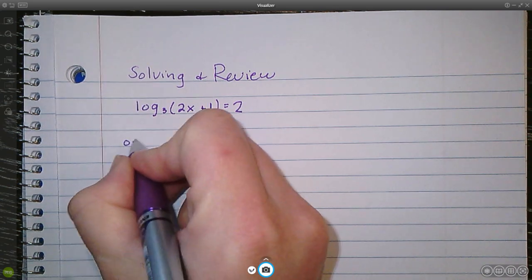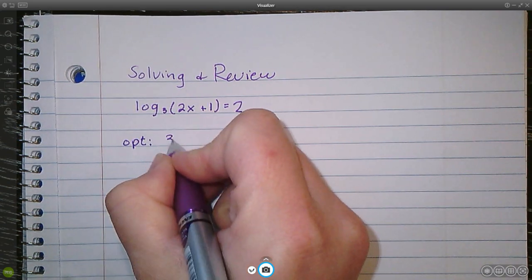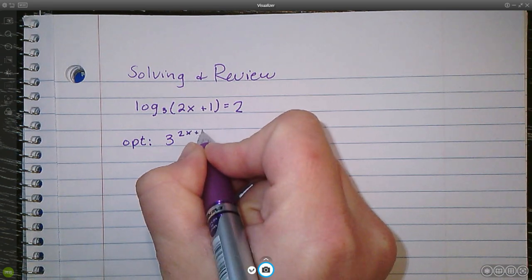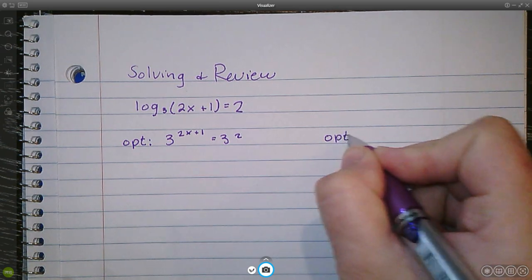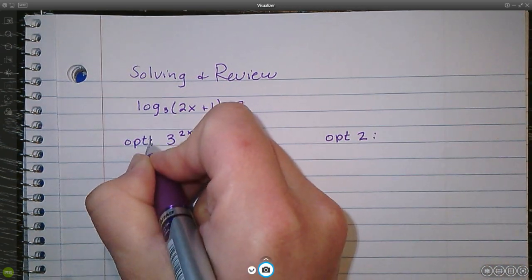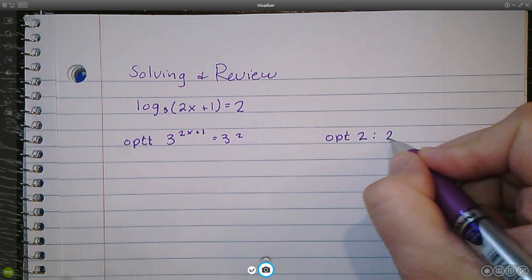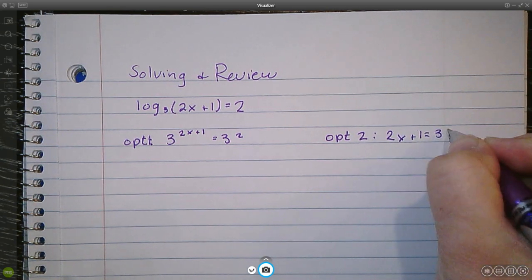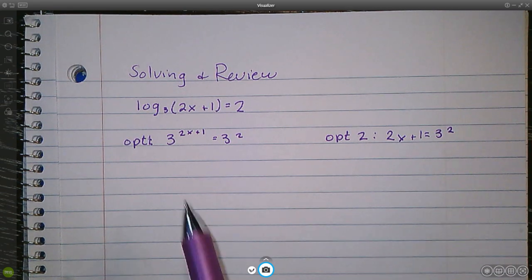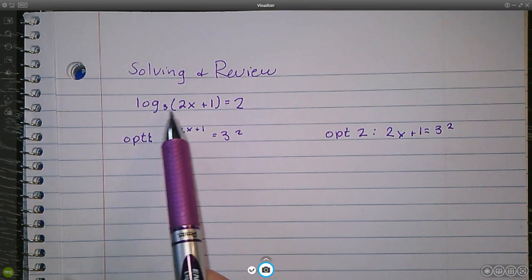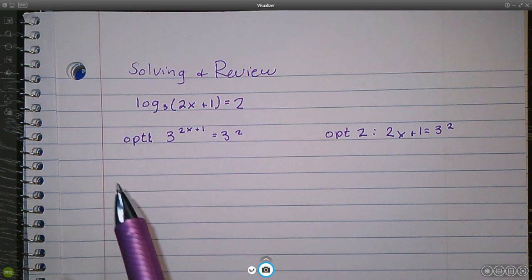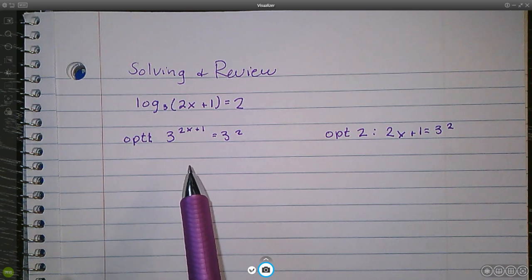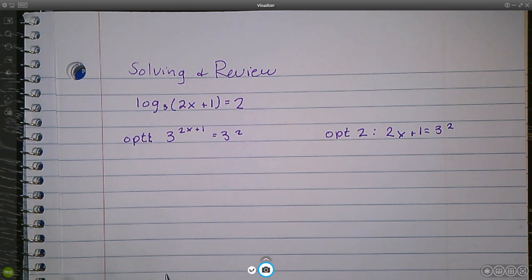And your first option to choose from is 3 to the power of 2x plus 1 equals 3 squared. Option 2 is 2x plus 1 equals 3 squared. Okay, so when we're looking at this, there's nothing we can really do with it right now, so you want to try to write it in exponential form. So I'm just going to let you look at these for a few seconds and decide which one you think makes more sense.